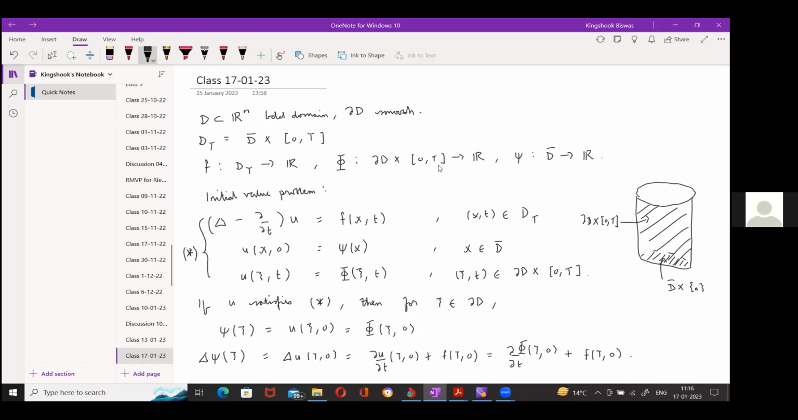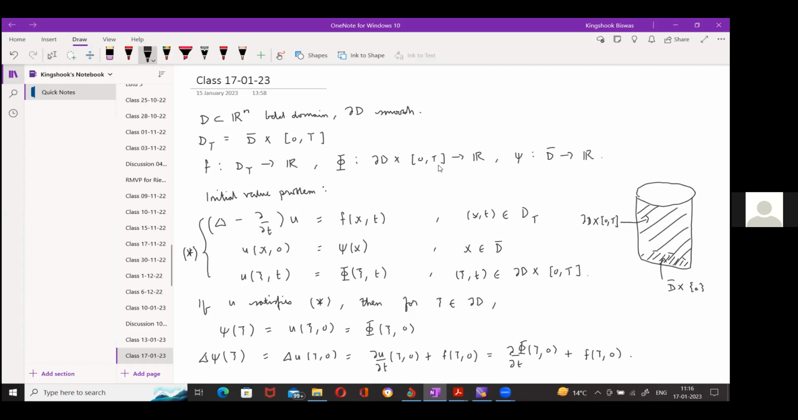Okay. And then I want a function on the cylinder, u, which satisfies the partial differential equation Laplacian minus del/del t, that's the heat operator, applied to u equal to f of (x,t) in the cylinder. And I have an initial condition at time 0, u(x,0) is psi(x). And I have a boundary condition at any time t, u(xi,t) is phi(xi,t). So that means I'm specifying the values of my solution on what we call the parabolic boundary, right? That means the bottom union the vertical sides.